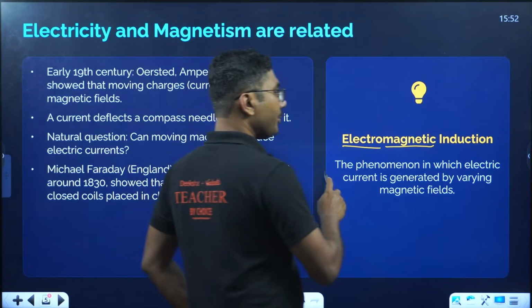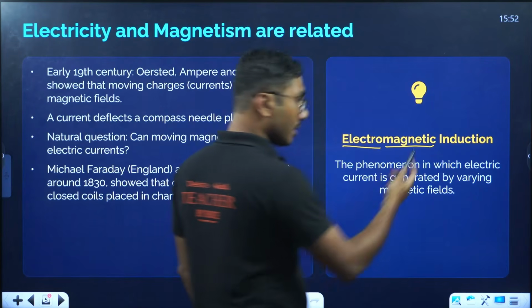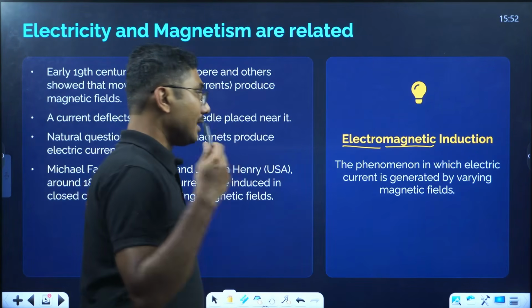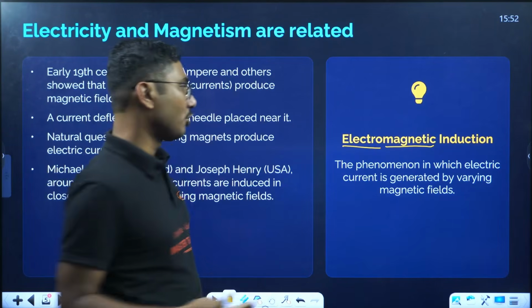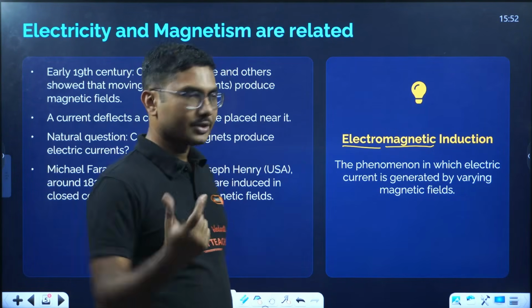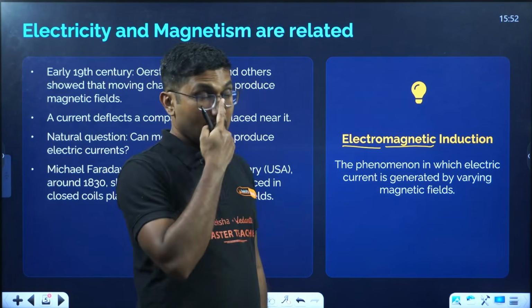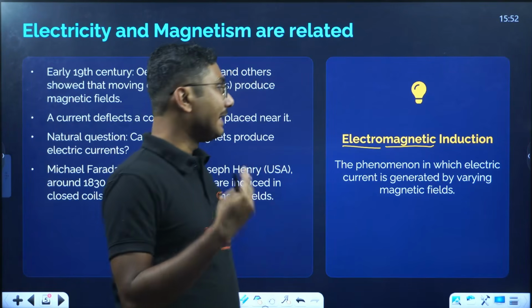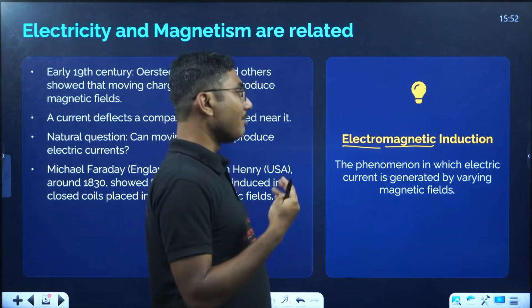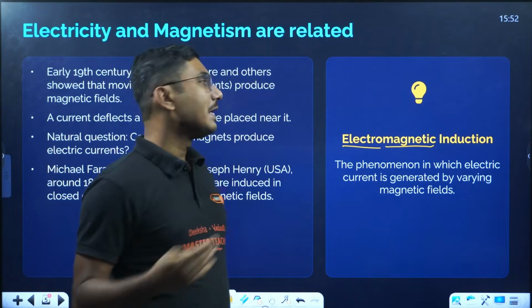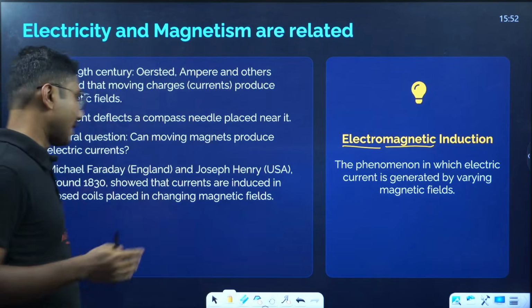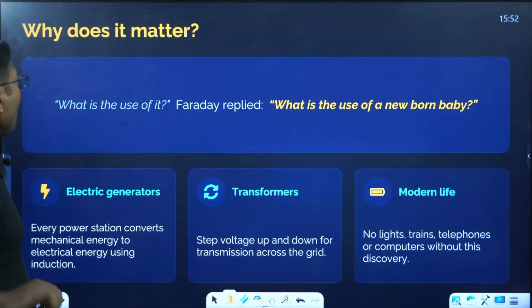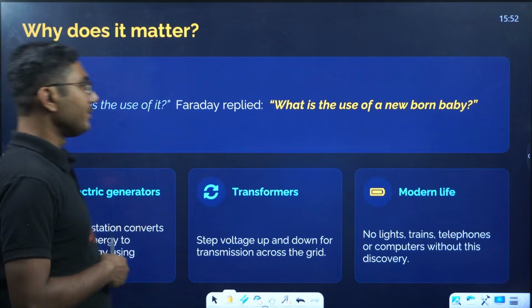The phenomenon in which electric current is generated by varying magnetic field is called electromagnetic induction, right? Phenomenon means the incident or the process. Remember that. Now, what is the use of this?